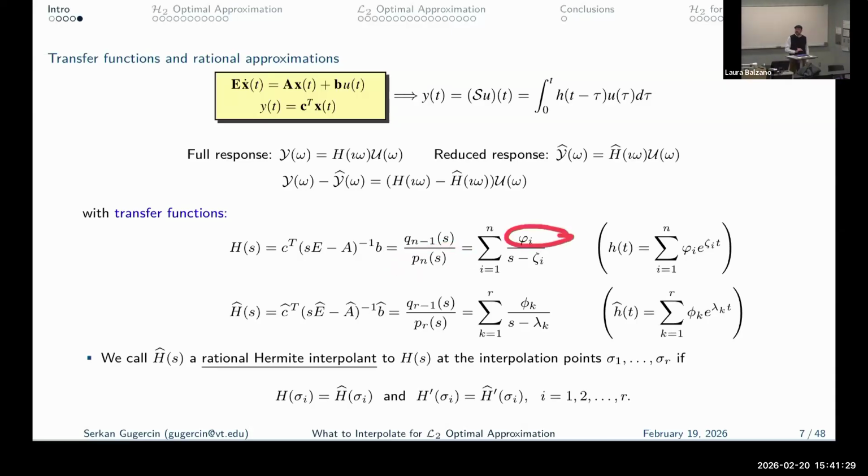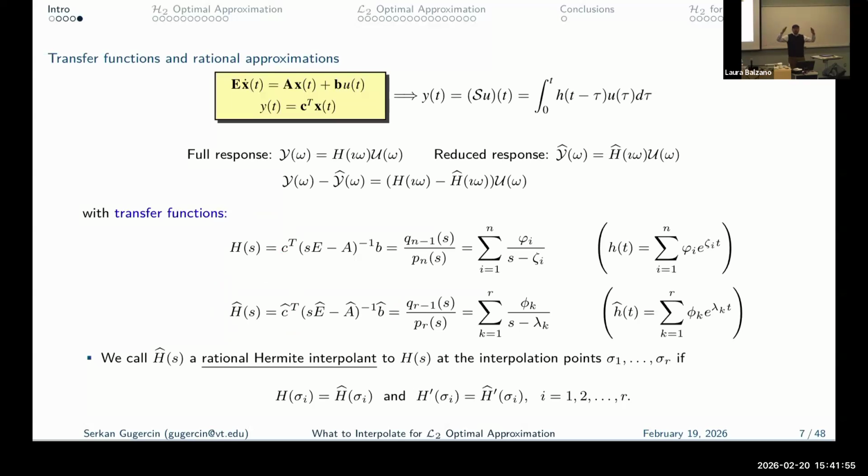And then these are the residues of the rational function. Okay. Same thing happens for my reduced model. Since I want my reduced model to look the same, I am going to have a reduced transfer function, which will also be a rational function. The difference between these two: one of them is a degree n rational function, the other one is a degree r rational function. At this point, you can completely forget about dynamical systems model reduction.